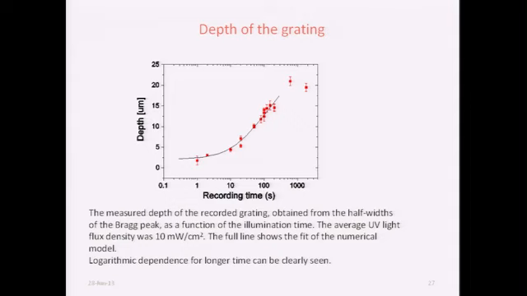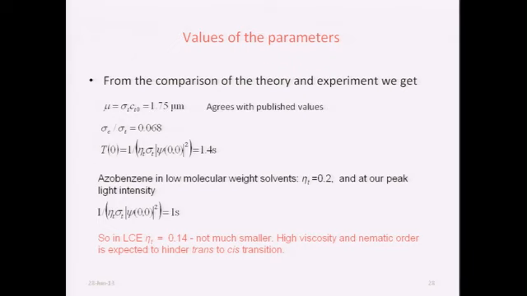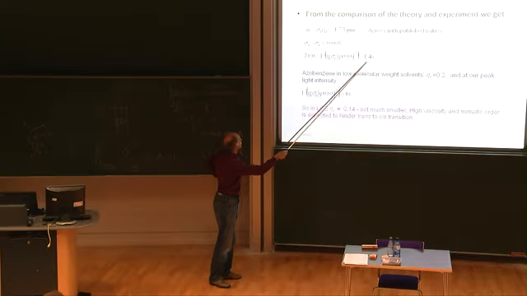And from comparison with the experiment, from this fit to the experiment, we can actually get the values of the parameters. We can first get the linear absorption length, the bare absorption coefficient, which agrees quite well with the values published for low molecular weight solvents. We can get the ratio of the cis to trans absorption coefficient, which in our case is about 7%. Get this intensity, which is 1.4 seconds.